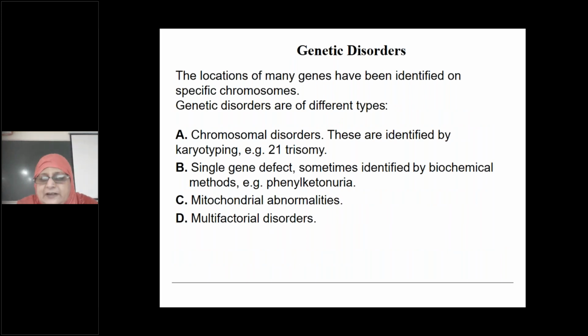Now, the location of many genes has been identified on specific chromosomes. Genetic disorders are of different types, depending on the way the abnormality affects the gene. There may be chromosomal disorders, which are identified by karyotyping, for example trisomy 21. Then you have single gene defects, sometimes identified by biochemical methods, for example phenylketonuria, where the gene encoding phenylalanine hydroxylase is abnormal. Then you may have mitochondrial abnormalities or several multifactorial disorders. So all these are the different types of genetic disorders that can be seen.